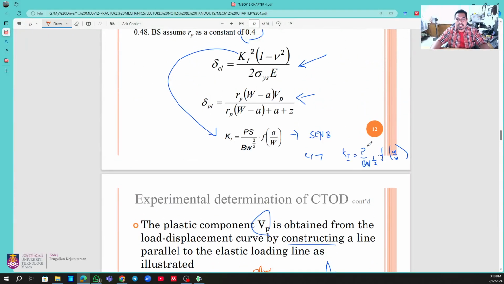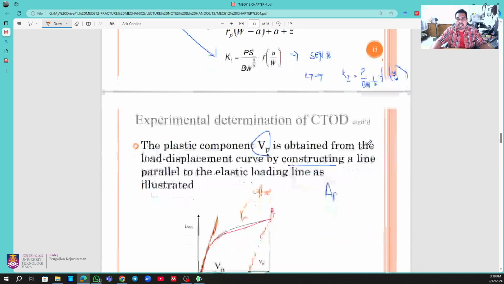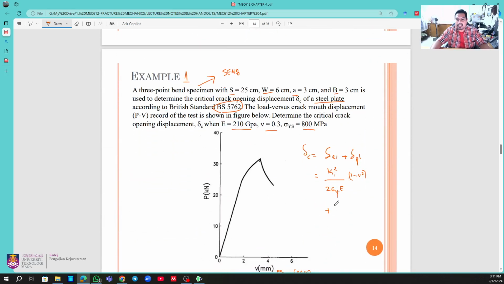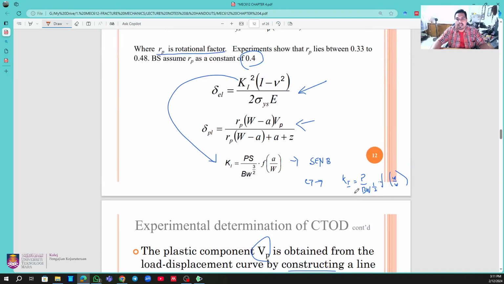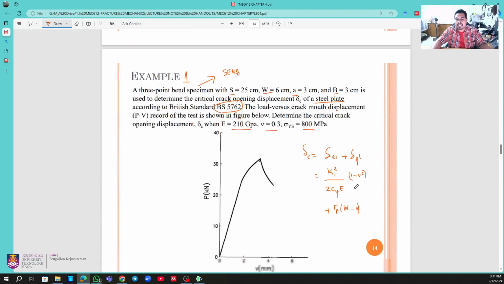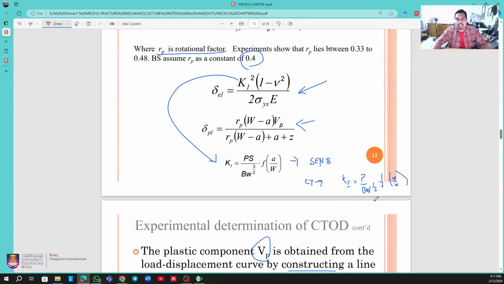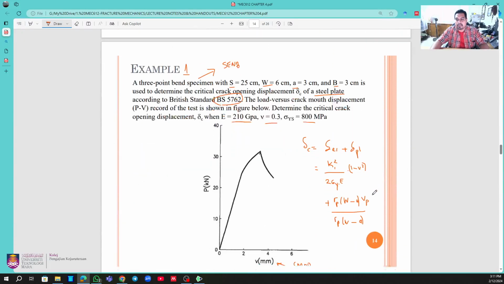Okay, RP times W minus A. So you know that RP is the rotational factor. Okay, so W minus A. Multiply by the plastic deformation, VP, divided by, following the same pattern, RP times W minus A, and then plus A again. So plus A again.